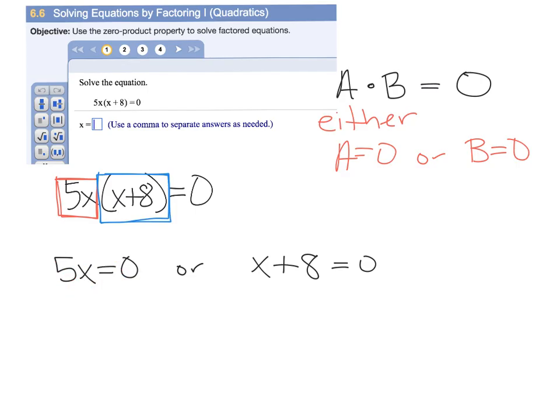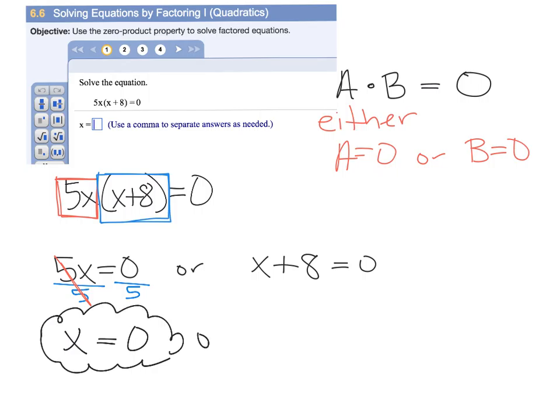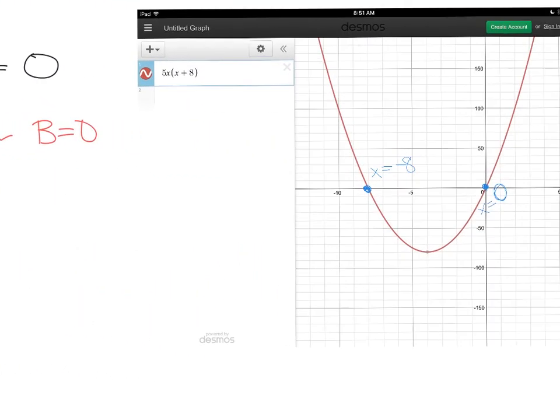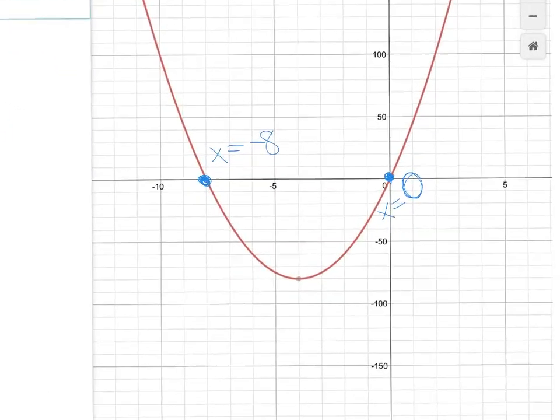When we solve, we divide both sides by 5, and the 5's cancel, and so you end up with x is equal to 0 right here, or over here we're going to subtract 8 from both sides, and so the 8's cancel, and you end up with x is equal to -8. And so there is our answer: x is equal to 0 or x is equal to -8. And we knew that all along because our Desmos told us so right there.